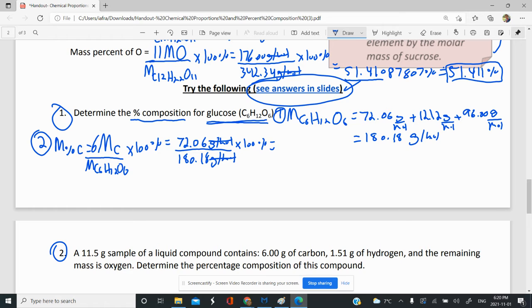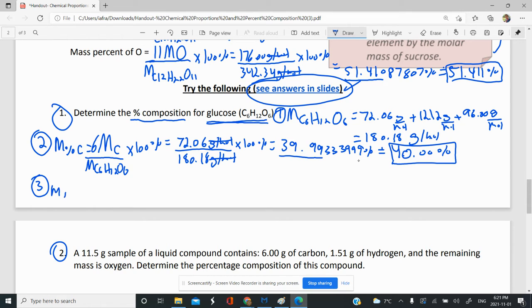So we get 72.06 divided by that 180.18 times 100%. And I get 39.99, it keeps going, 999%, or approximately, if we want to keep it to 4 sig figs, we get 40.00%. And so that's our mass percent of carbon. We now have to do the same process, but for the other elements.